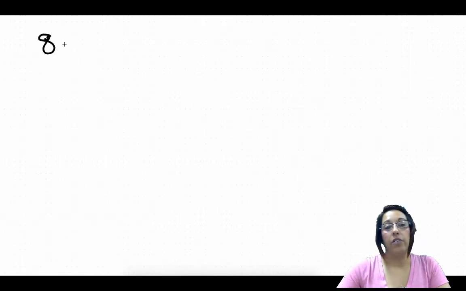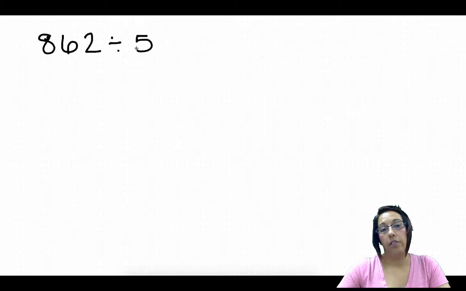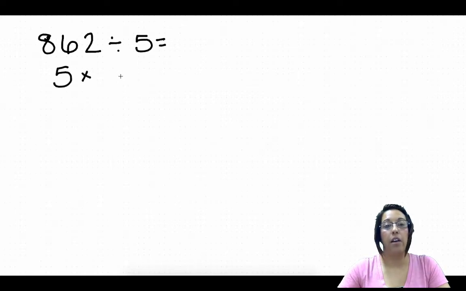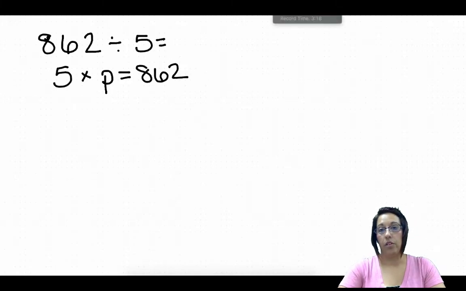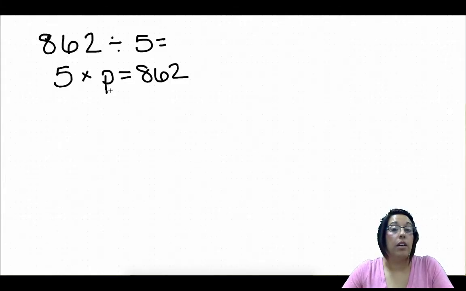Let's look at 862 divided by 5. Okay, so we use the commutative property and we say 5 multiplied by, let's use the variable p, equals 862. Now remember, p is just a letter that represents a number that we don't know what it is yet. So get used to seeing different letters or symbols to represent things we don't know in our math yet.